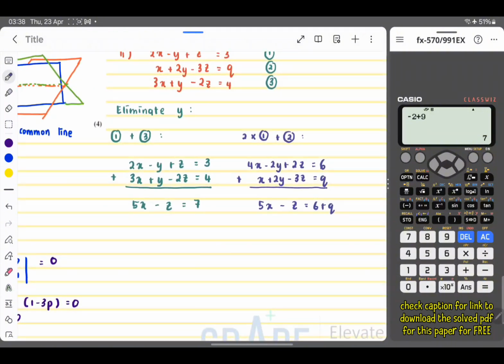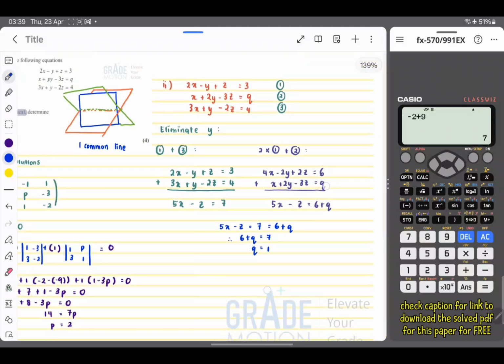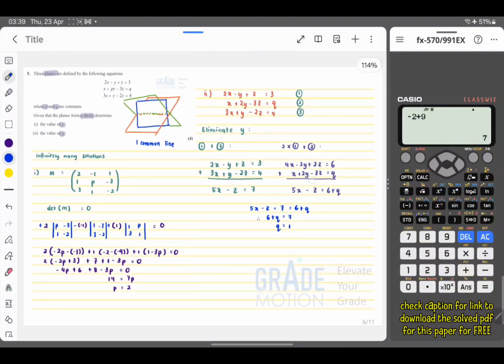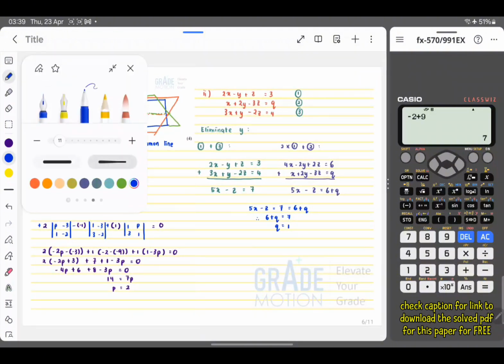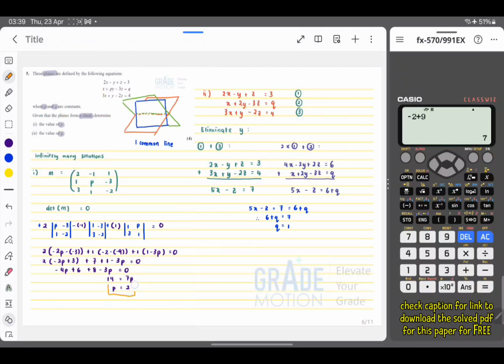Notice that we have the same left-hand side for both equations. So I can write it this way. So 5x minus z is equal to 7, equal to 6 plus Q. Therefore, 6 plus Q is equal to 7. Q is equal to 1. With that, we are done with this question. So P is equal to 2, the answer for part 1, and Q is equal to 1, the answer to part 2.